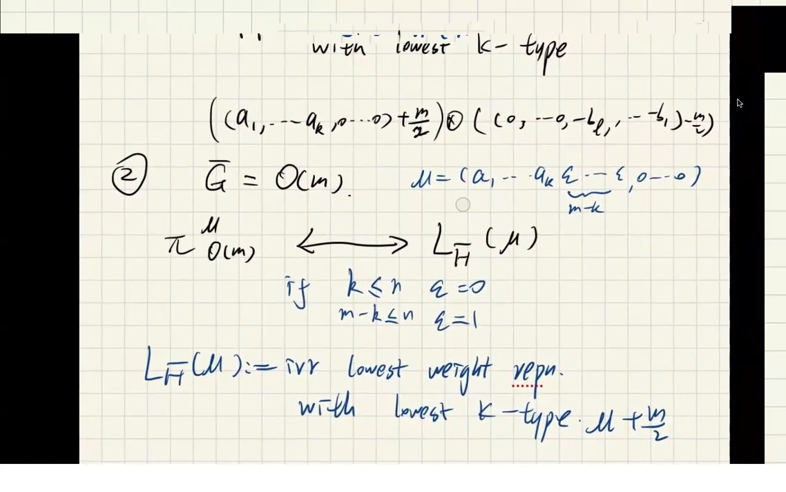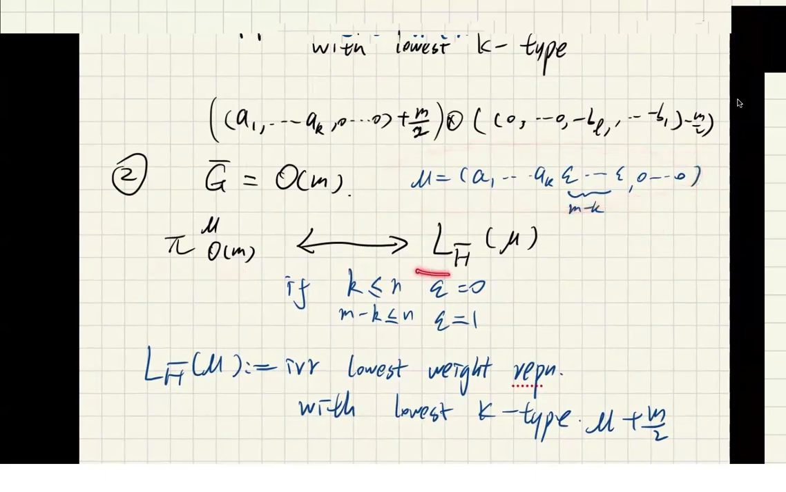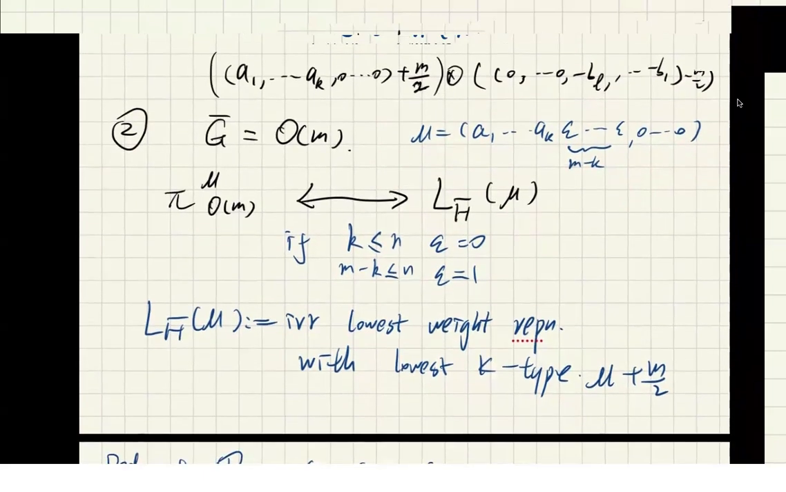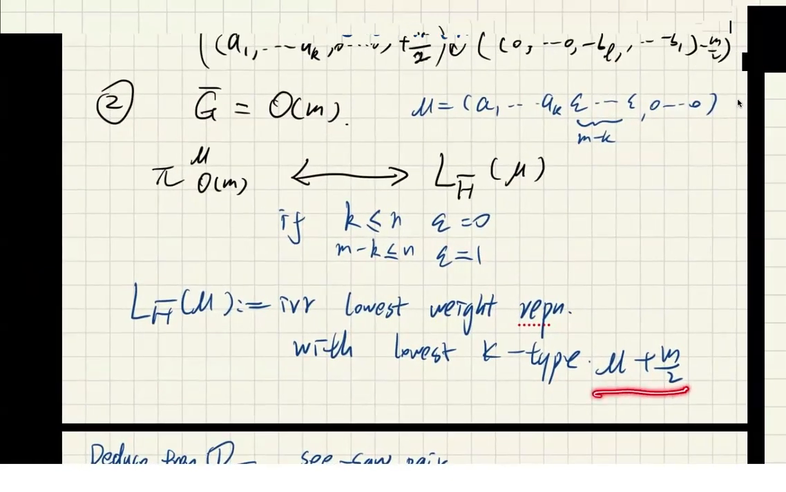So if you have this kind of numbers representing the irreducible representation of the orthogonal group, then pi mu corresponds to the lowest weight module with highest weight mu. But actually with the shifting, which is plus n divided by 2. Okay, so you see that when m is odd, it becomes half integer. So the highest weight becomes half integer. So it's a representation not of the symplectic group, but of the metaplectic group.